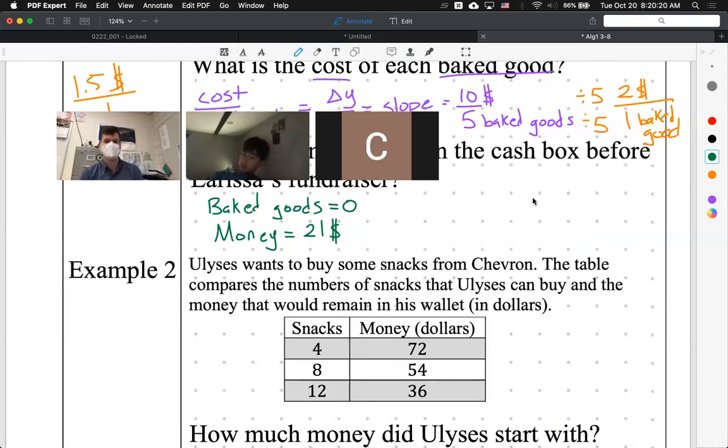Example number 2. Oh, wait, I don't want to read. How about someone else read? Yeah, sure, go for it. Oh, sorry, Braden. Next time. Oh, yeah, go for it, Braden. Get in here.